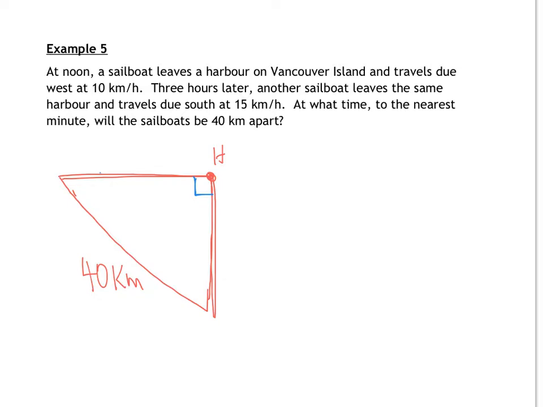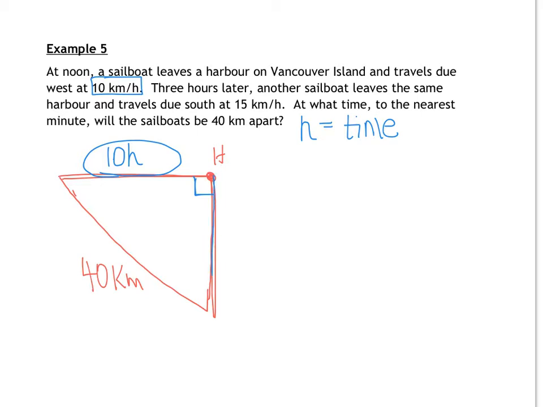Now, how far did they go due west? Well, they were traveling at 10 kilometers per hour. So we're going to need an unknown here. I'm going to say h is our time. So he went 10 kilometers per hour, which means multiply by however long he traveled for.